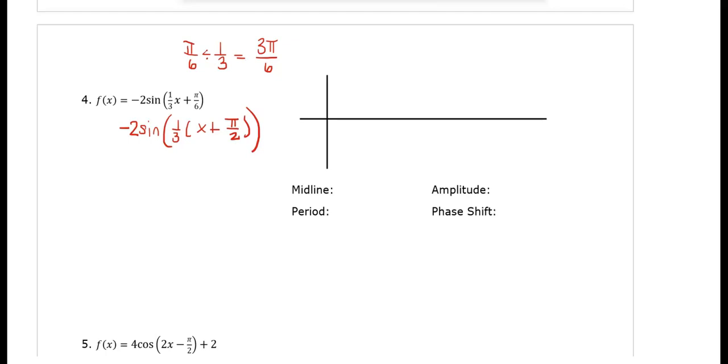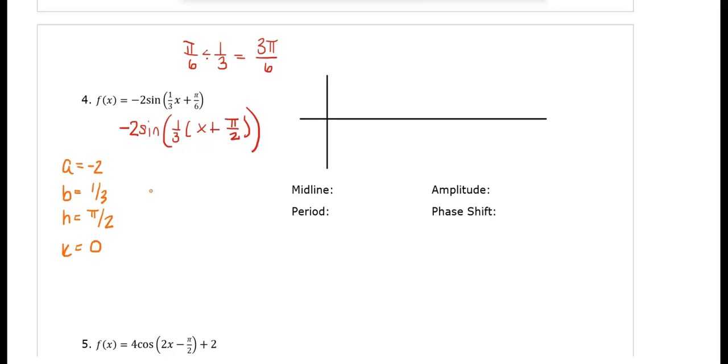Okay, so let's go ahead and see what all we've got here. Just for the sake of it, I'm going to make note over here. A is equal to -2. B is equal to 1/3. H is equal to pi over 2. And K is equal to 0. Just identifying my variables, that way I have something already pulled out and I can look at it.